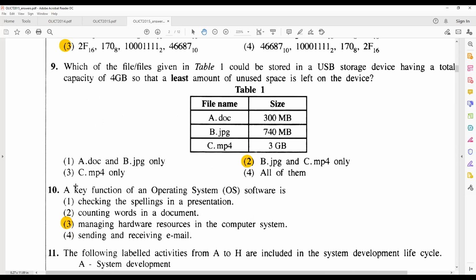Question number 9. We have been given 4 GB capacity, and how many files can we put so that you will get the least amount of space left. So you know that you have to put the biggest one first. When you put 3 gigabytes, 4 minus 3 means 1 gigabyte. 1 gigabyte means we know 1024. So you can't put both A and B. Which means you go for the bigger one. So that means B. So B and C is the answer.